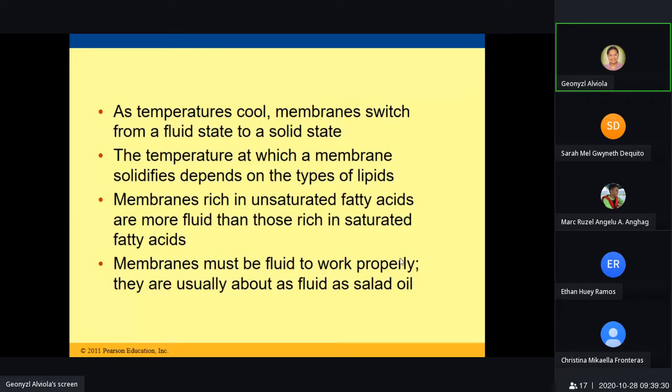Why? Because this also affects the movement of the molecules, the movement of the vesicles. So if it is solid, the vesicles cannot move properly. They cannot move, they cannot pass through. If there is fluidity, they can pass through easily.